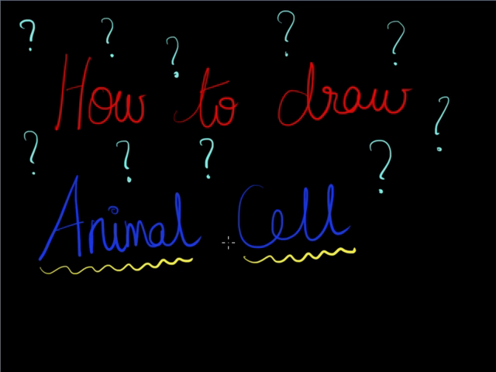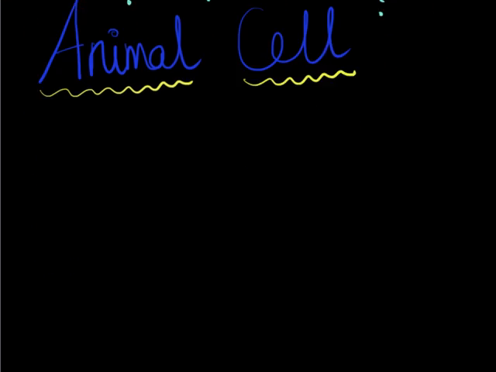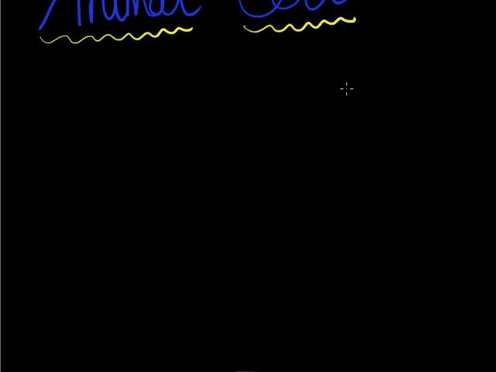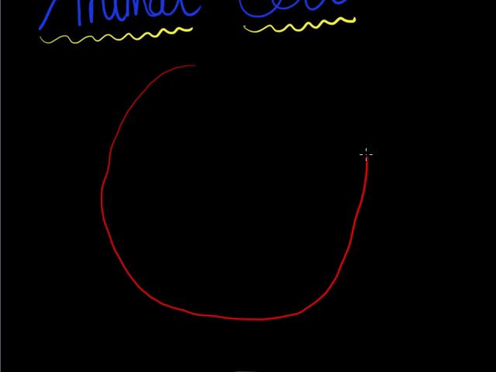In today's video, I'm going to show you how to draw an animal cell. So the first step to doing this is to draw the cell membrane. So just draw a roughly circular or oval sort of shape. You don't really have to worry about being extremely perfect. The idea is to draw a boundary which encloses some sort of space.